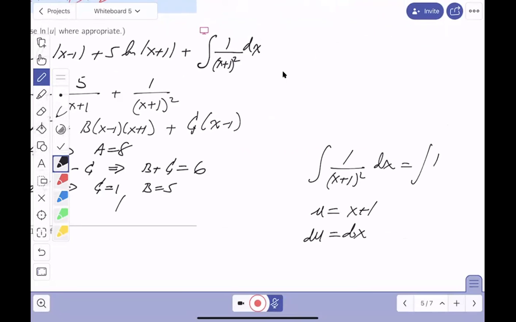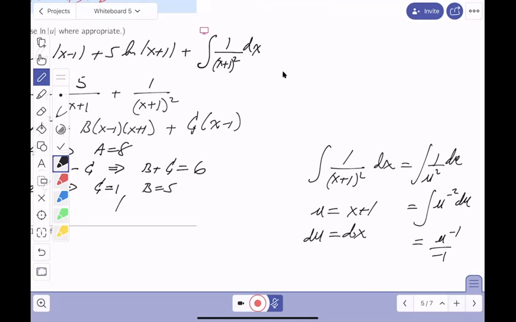What do you get? You get 1 over u squared du, right? And that would be u to the minus 2 du. Well, what do I do with that? I have to add 1 to the exponent, right? So it's going to be u to the minus 1 over minus 1, or minus 1 over u plus c. So I think I'm ready to go.